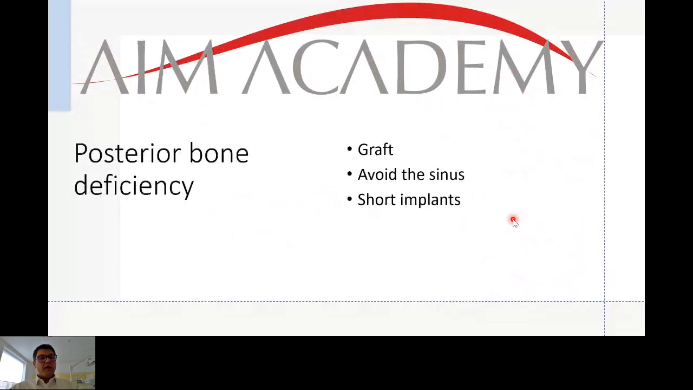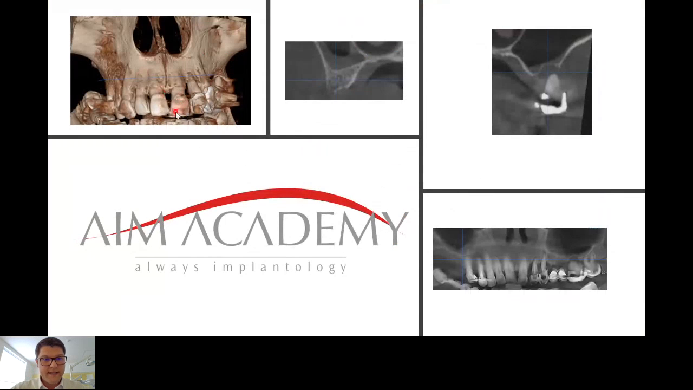So, what about if you have posterior bone deficiency? We can have bone graft. The sinus is the major problem there. We can have bone graft, we can avoid the sinus, or we can use short implants in that situation. So look at this case. It's a very nice case.